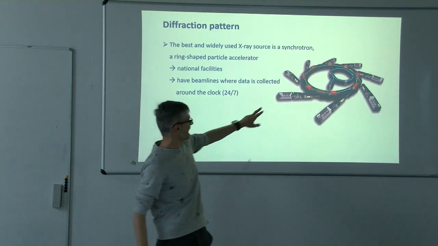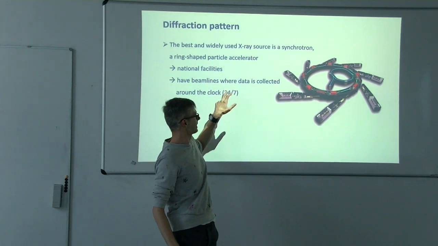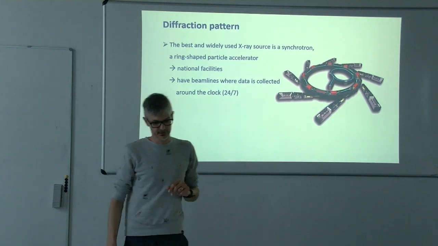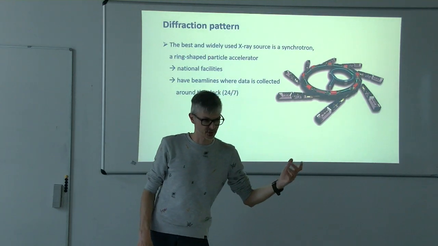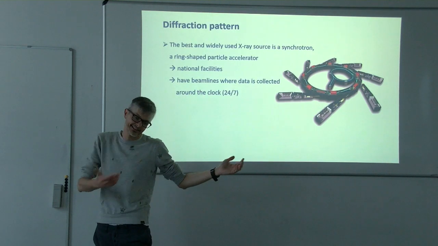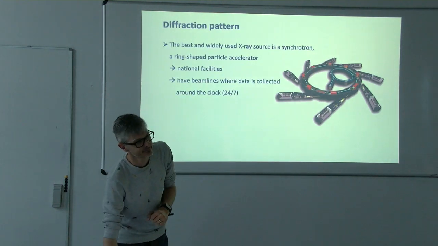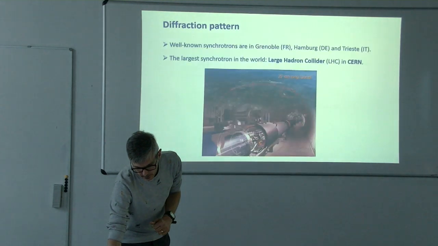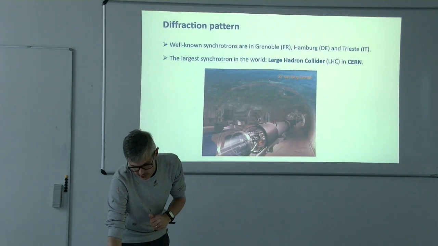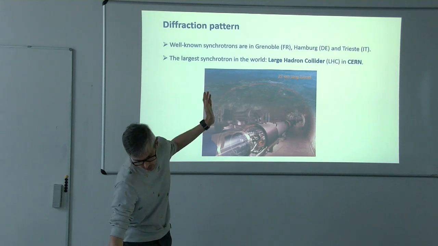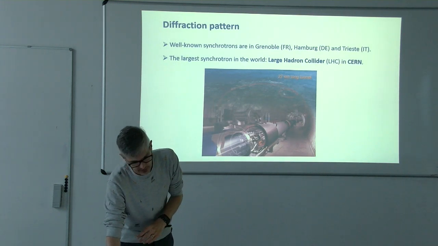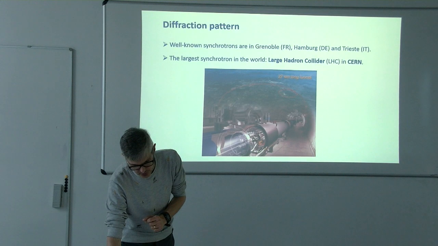And these are being used 24 hours a day, 7 days a week. So you have to reserve time to measure. So it could be that your time is at night and you have that many hours to measure. That's possible. So one example is the Large Hadron Collider in CERN, but there are other ones in Grenoble, Hamburg, Trieste in Italy. You also have synchrotrons where you can measure.